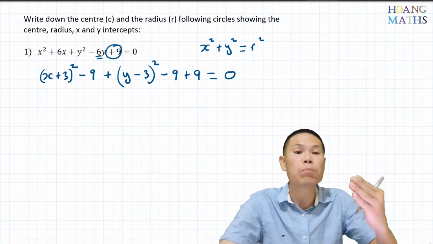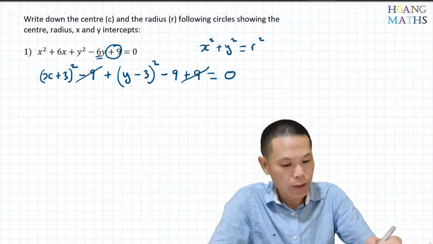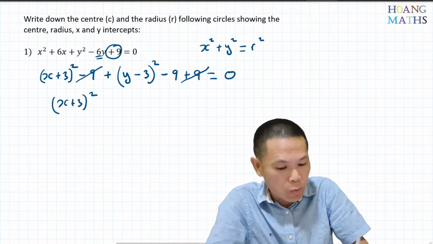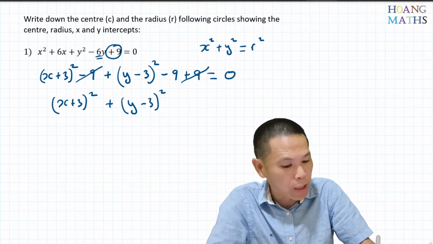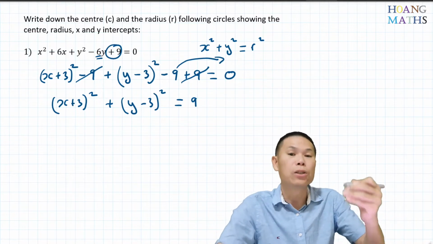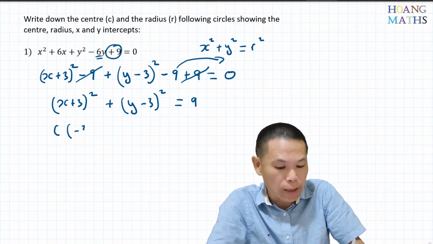So now we just simplify. We know this 9 here and this 9 can cancel out. So we have x plus 3 all squared plus y minus 3 all squared. This negative 9 we move to this side, so it becomes 9. So now we can write down the center of this circle is negative 3.